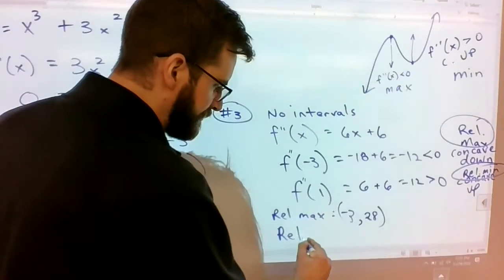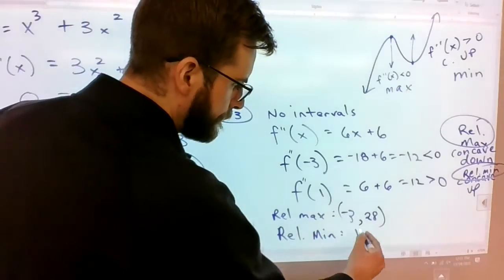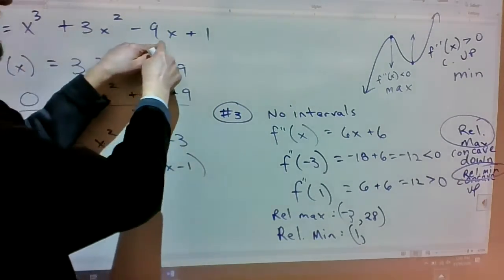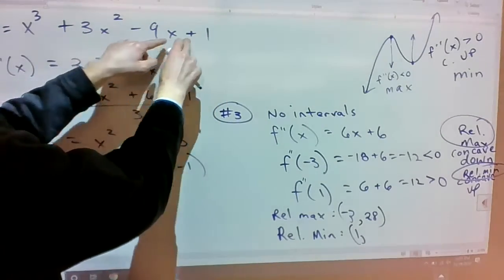And it's got a relative min value of 1. And if I plugged it back into the original up here, it'd be 1 plus 3 minus 9 plus 1. So 1 plus 3 is 4. 4 minus 9, negative 5. Plus 1 is negative 4.